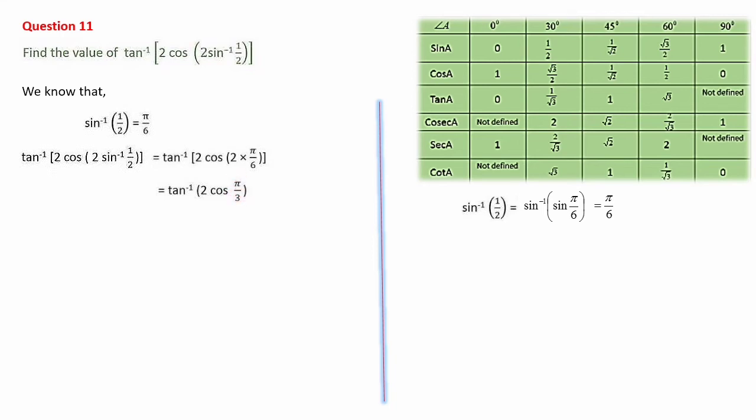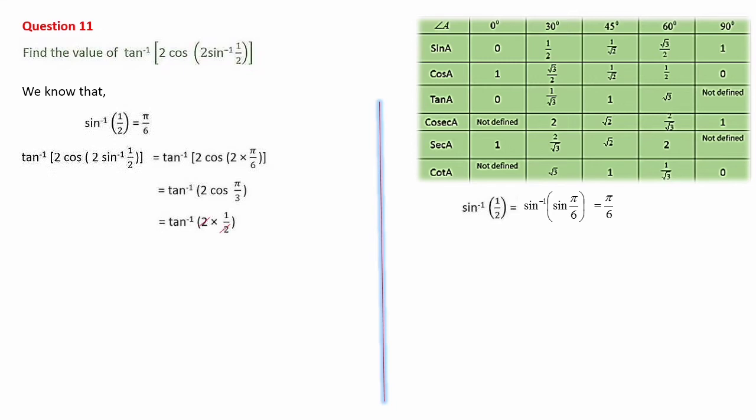Pi by 3, here this value we have to write it from the table. Of course, the table we should not draw. We should recall the value and write. That is the way we have to solve in the examination. That is tan inverse of 2 cos pi by 3. Cos pi by 3 means 180 by 3 when we convert this into degrees, 180 by 3 is 60 degree. Cos 60, the value is 1 by 2. So cos pi by 3 we have to change as 1 by 2.